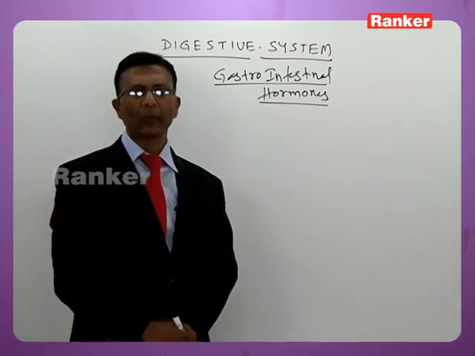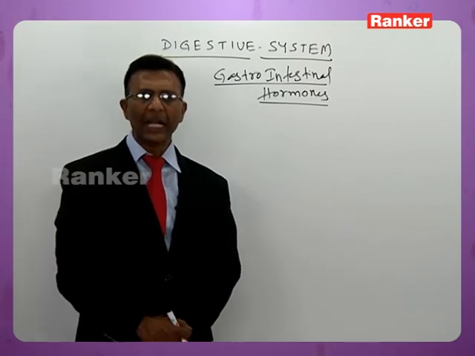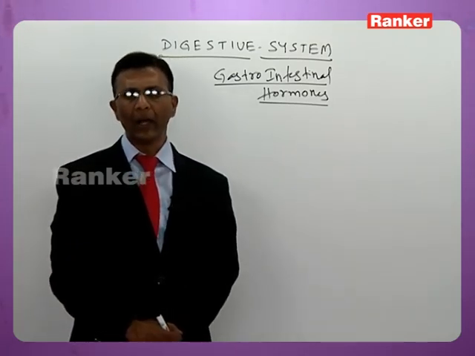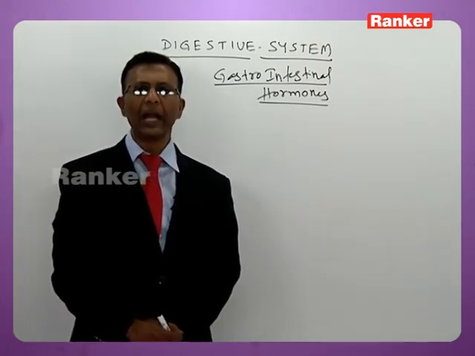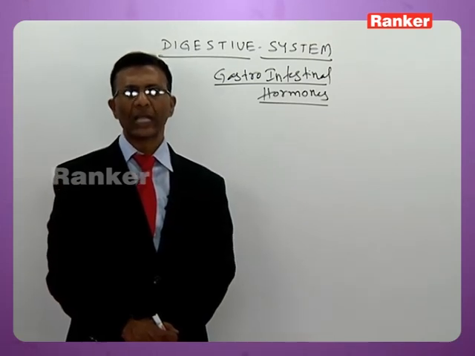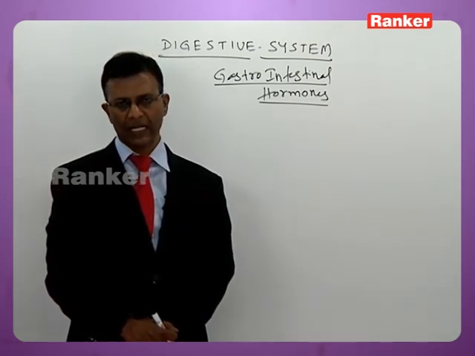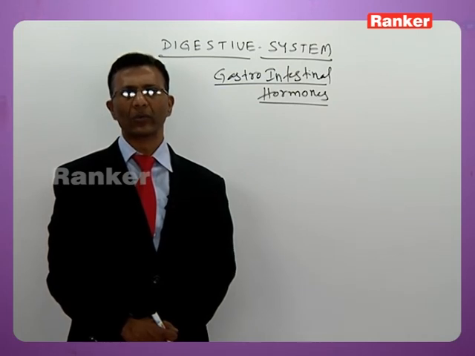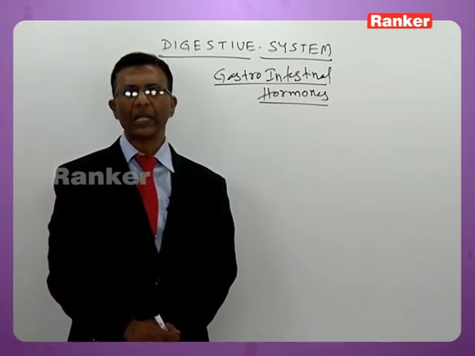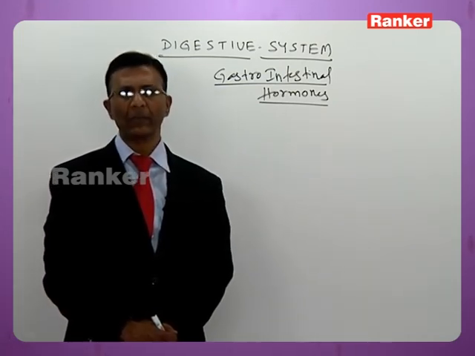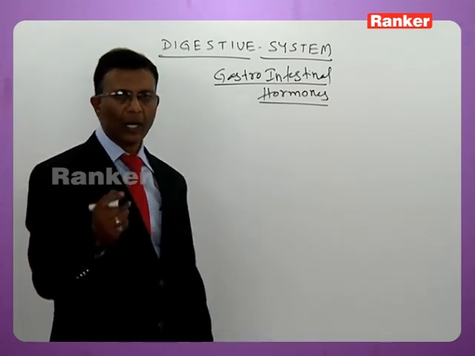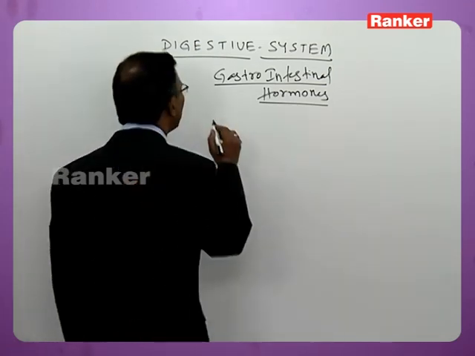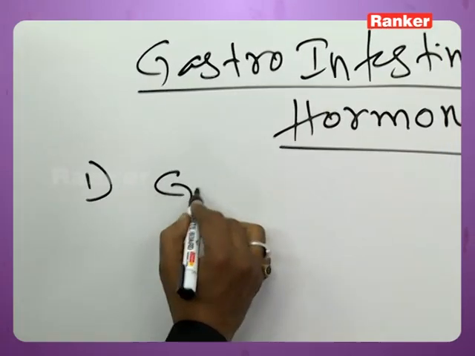These gastrointestinal hormones are secreted at the site of entry of food into the alimentary canal, and they in turn stimulate the digestive glands to secrete their digestive juices. Unless there is involvement of gastrointestinal hormones, there is no release of digestive juice from the digestive glands. Now, to start with, you have number 1, gastrin hormone.